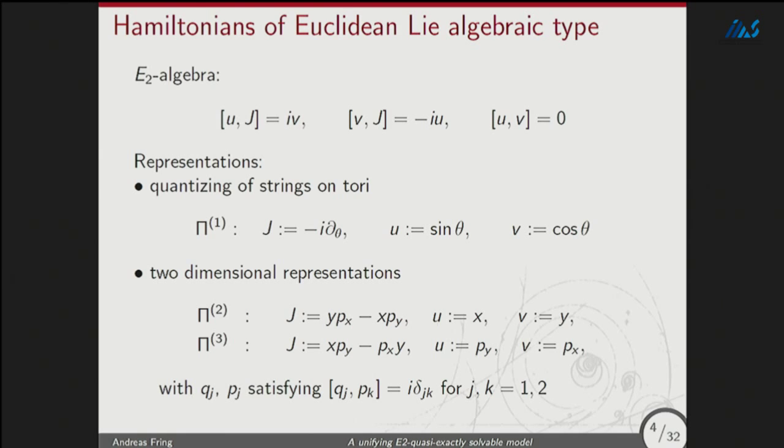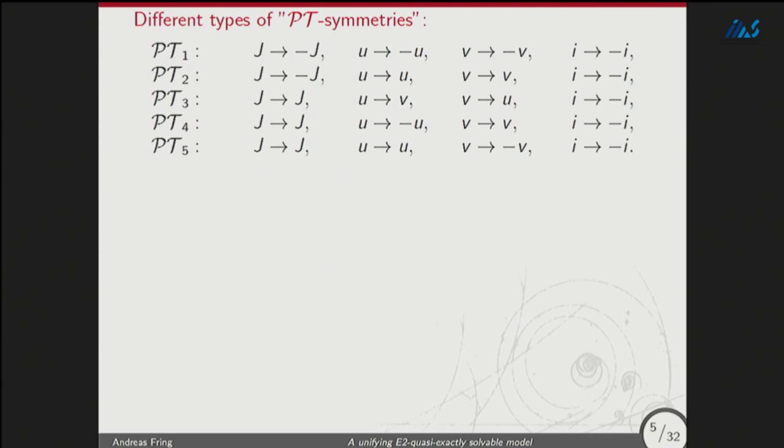And now I just do the same as I told you before. I look for PT symmetries, and there are many PT symmetries. I just need some antilinear symmetry which leaves this algebra invariant. So one, for instance, is you just send all your generators to minus and I to minus.